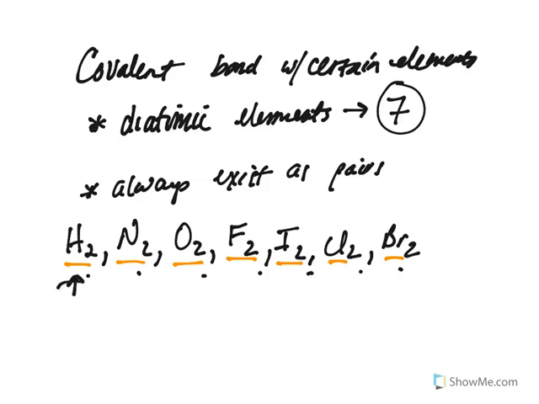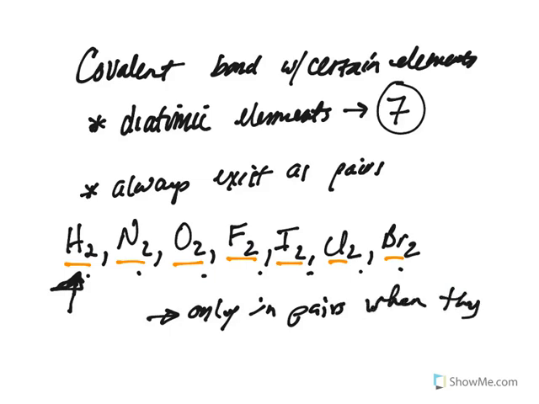So when I say hydrogen or oxygen or fluorine, and I'm just talking about the element from the periodic table, you should know that if you were to write the formula representing that, you should write it as a pair. So that rule only matters when they are alone as an element. So when these elements are part of a compound, forming bonds with other types of elements, then this diatomic rule doesn't come into play.